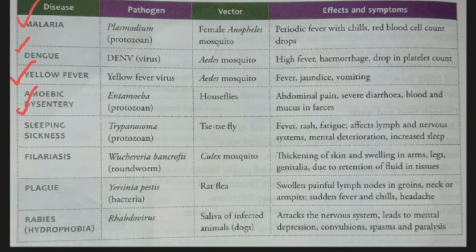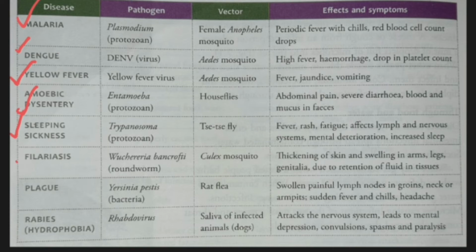The next disease is sleeping sickness. The pathogen is a protozoa, Trypanosoma, and the vector is called the tsetse fly. The effects and symptoms are fever, rash, and fatigue. It can also affect the limbs and the nervous system as well. Mental deterioration can be seen, and increased sleep can be a common symptom of it.